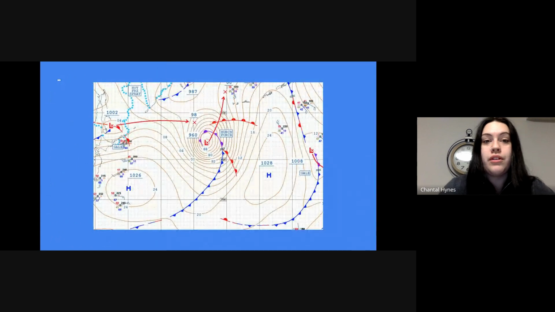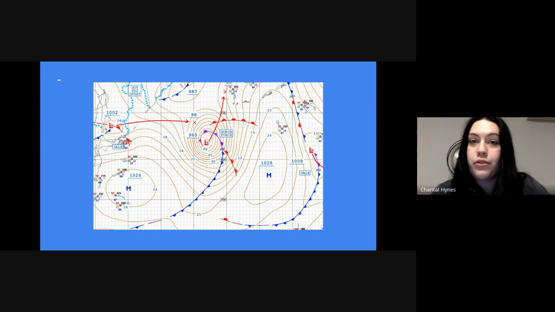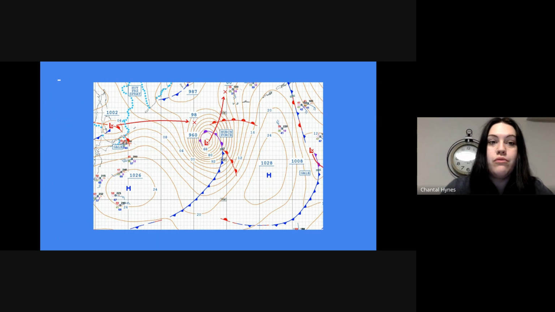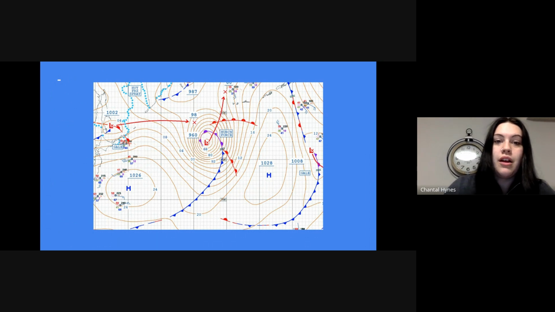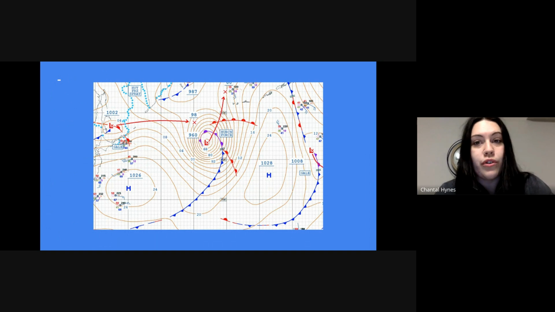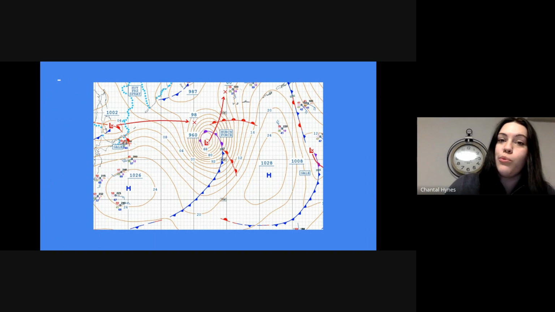So after learning that, we can go back to our weather map that we had from the first slide. And now we know the different symbols that are associated with the different fronts. So we're able to tell that this one here with the blue pointy triangles is going to be our cold front, and the red semicircles will be our warm fronts.